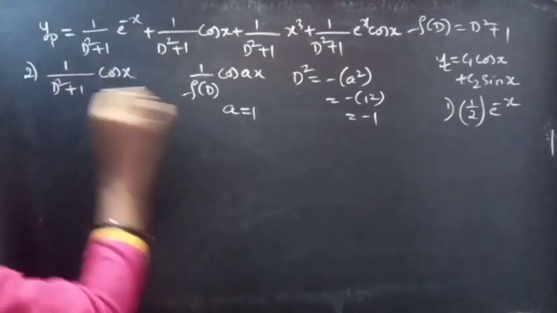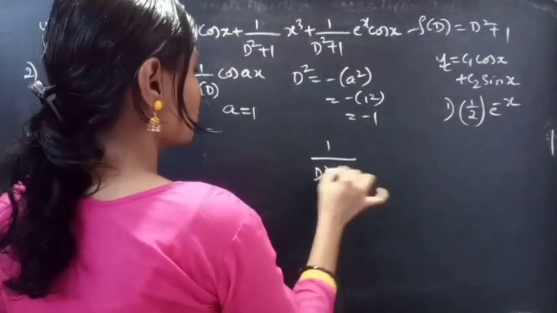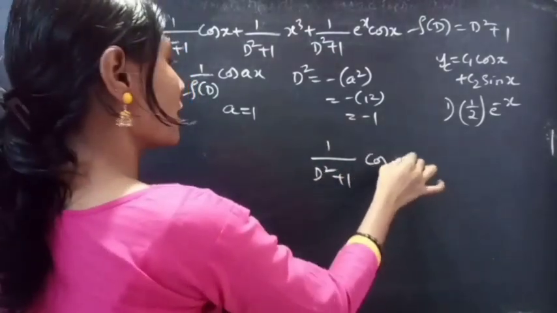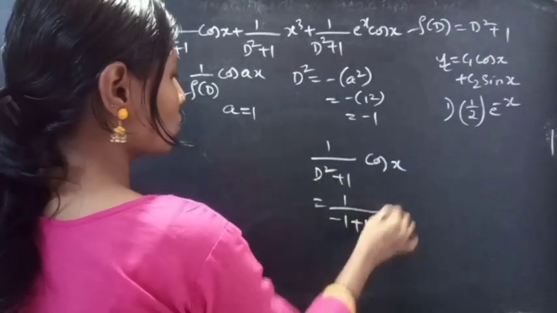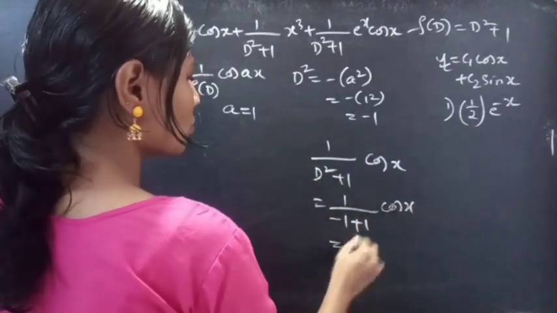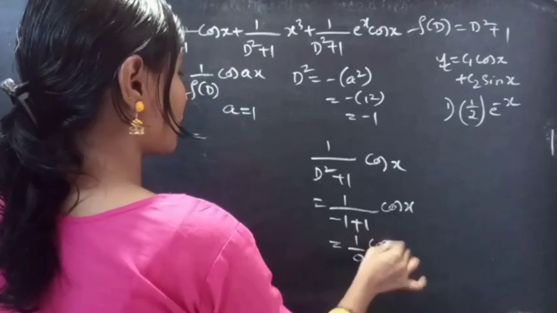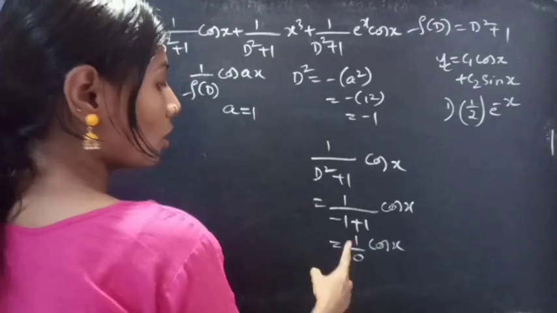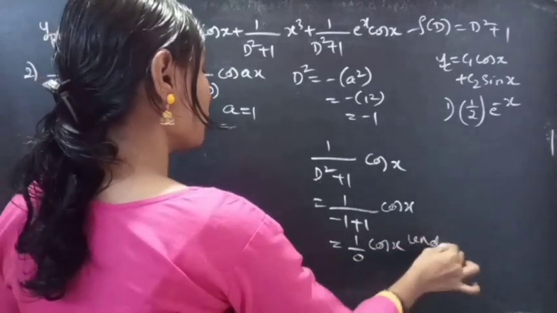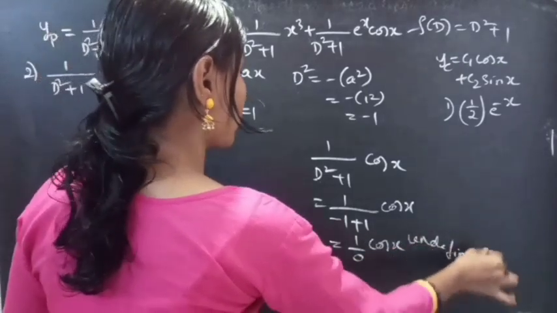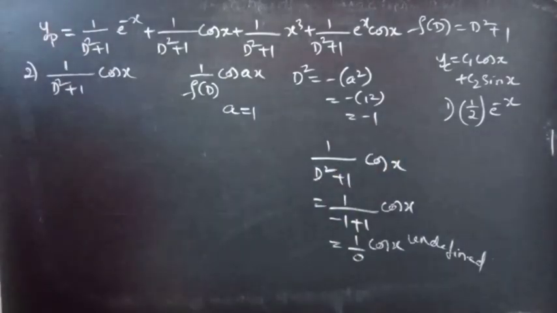Now I'll take the total term, 1 by D square plus 1 into cos x. This equals 1 by D square replaced by minus 1, so we'll get minus 1 plus 1 into cos x, which equals 1 by 0 into cos x. So the denominator is 0, and we know that 1 by 0 is undefined. So the total term becomes undefined if we replace D square by minus 1 here. So what do we have to do?